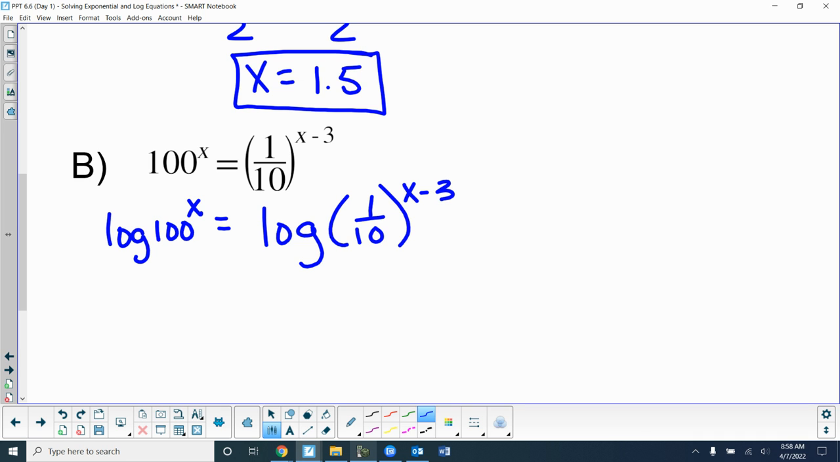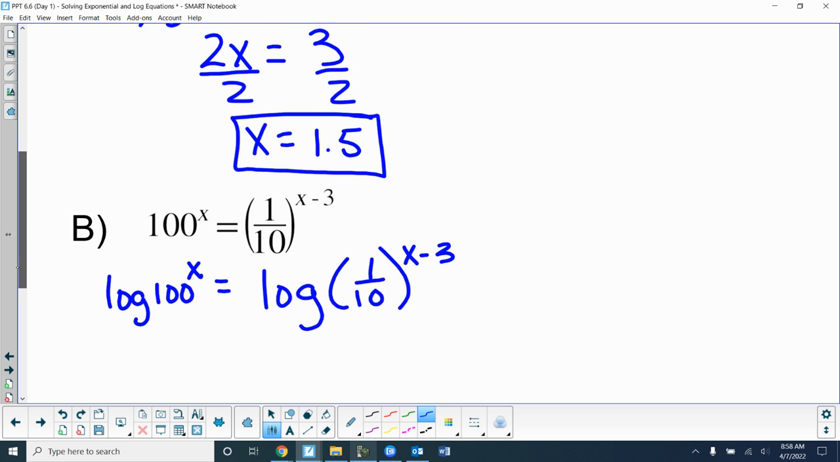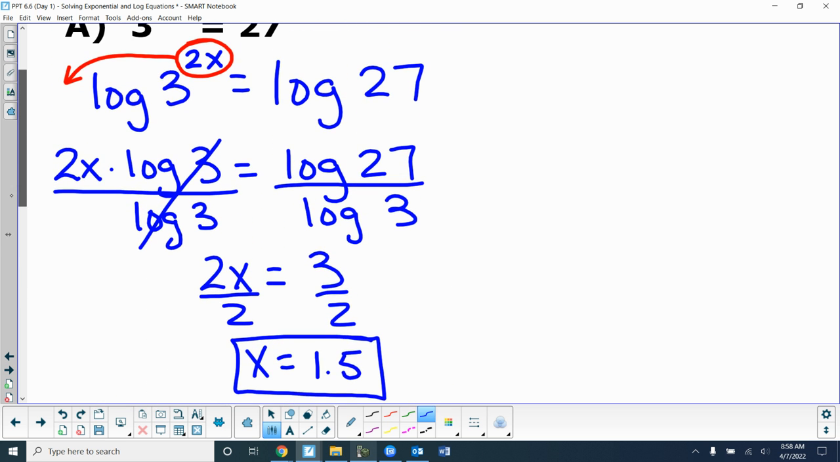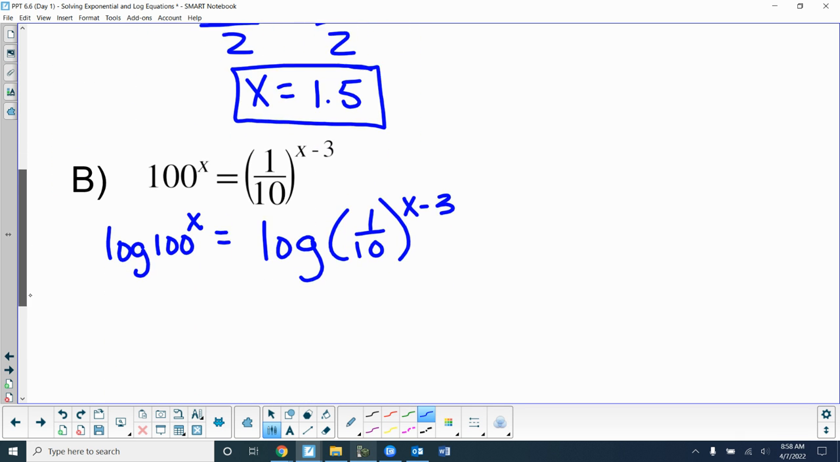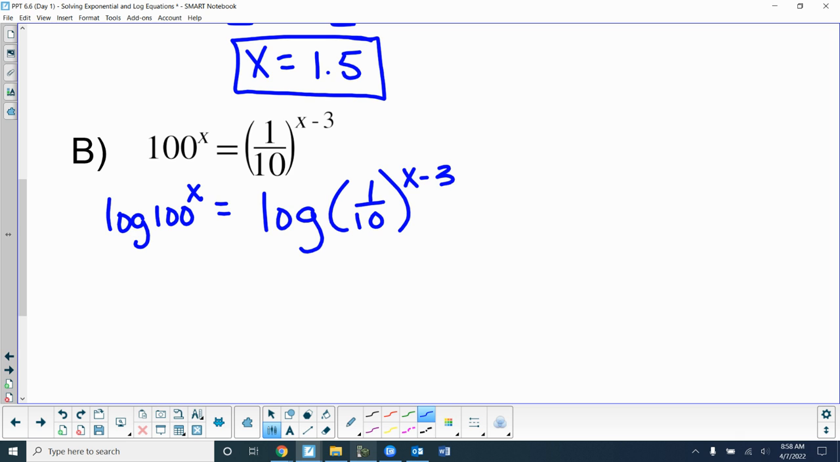Now, what did we do on the last one? The next step. You wrote it down, didn't you? What'd you do with that exponent? We dumped it. What did we do with the 2x? We put it to the front. So I have to take the x to the front and the x minus 3 to the front, because those are both exponents, right?